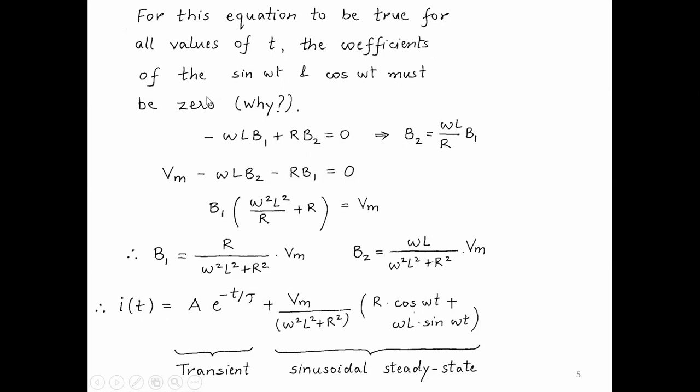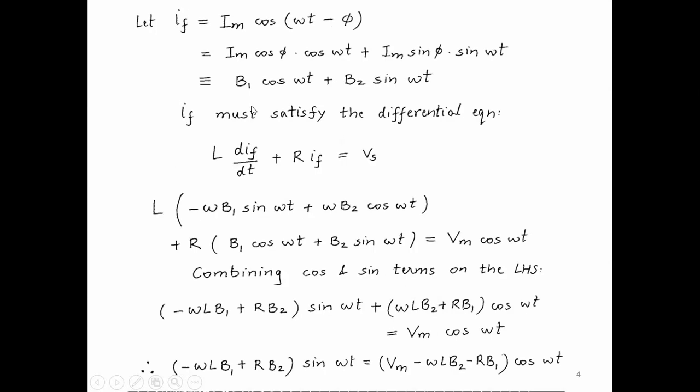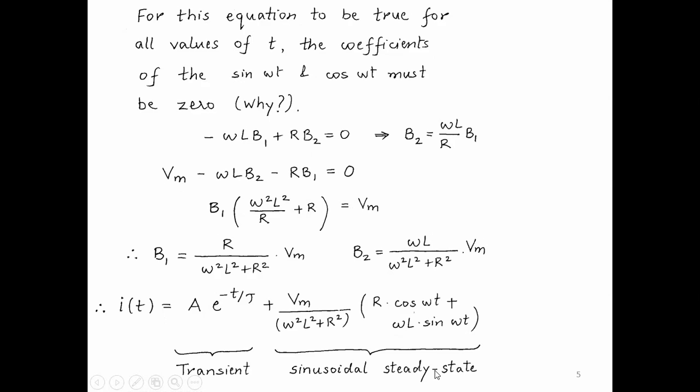Why? You tell me. I am not answering that question. I think you know the answer. I will ask this in our discussion session on Thursday. So let me go back here. The statement I am making is, for this equation to be true for all values of t, this coefficient must be 0 and this coefficient must be 0. So you answer why that has to be from a mathematical perspective.